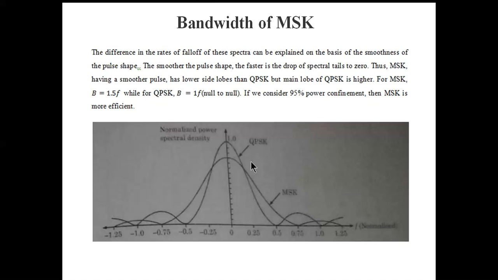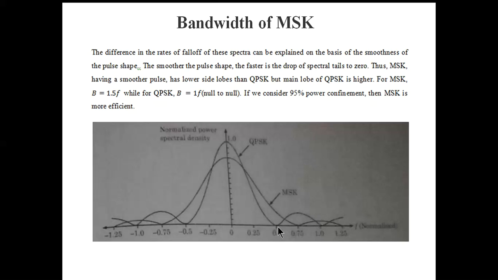So by considering this fact, we can say that MSK is more efficient, spectrally more efficient. Next one is the bandwidth. If we consider null to null bandwidth, that means where the first null has been reached, in case of MSK, the corresponding bandwidth will be 1.5 f, and in case of QPSK, it will be 1 f.